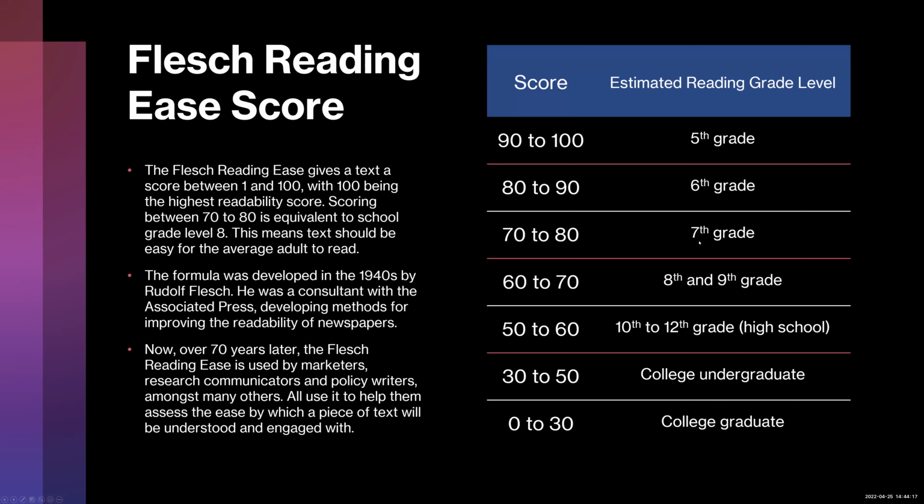This chart, which is kind of helpful over to the right, gives the score ranges for each grade. What's weird about this one is that the higher the number, the easier it is to read, so the lower the grade. I would have assumed it would be backwards, but this is how they structure it.